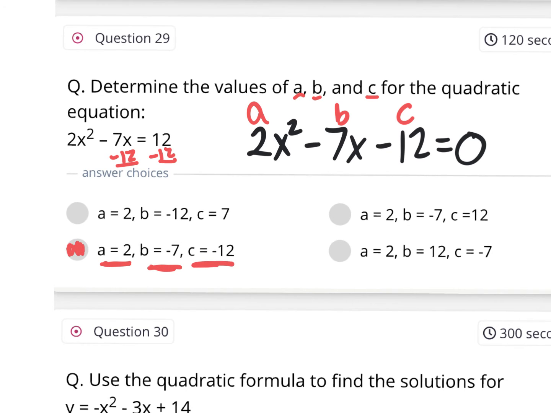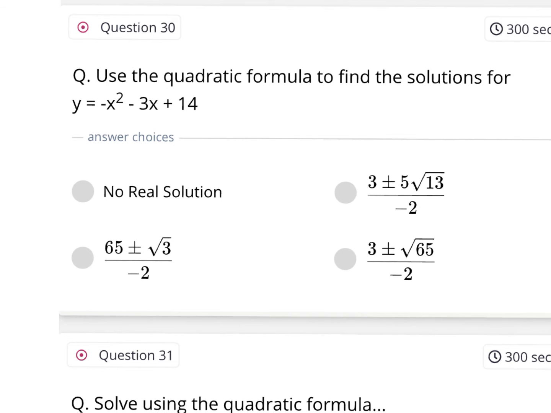That's it. That is your answer right there. Too easy. Moving on to number 30. Numero 30. Okay, it says use a quadratic formula.